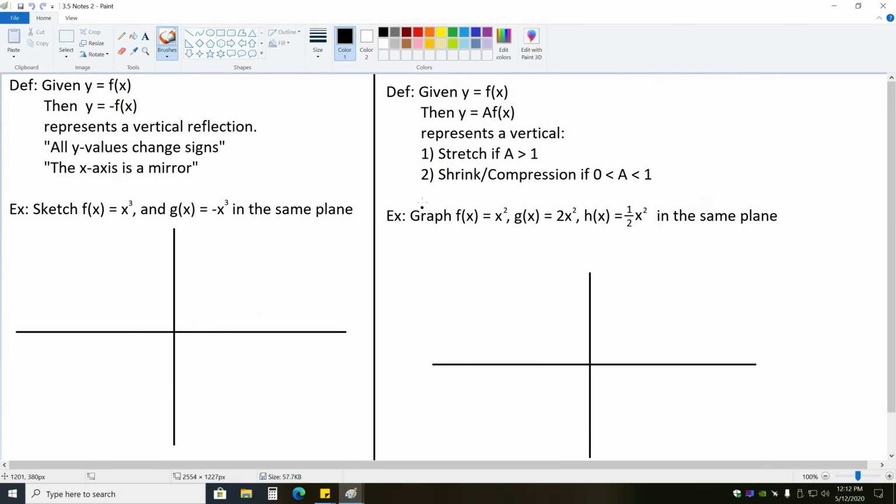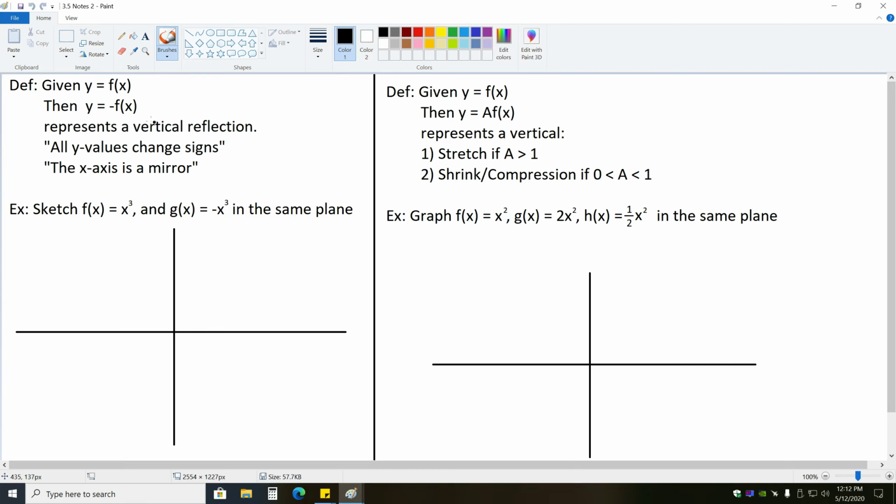Okay. So from here, we can introduce our next type of transformation. And this transformation says given y equals f of x, then y equals negative f of x, meaning a negative times f of x, represents a vertical reflection. Notice the negative is being multiplied to the outside of the function. That means automatically it's vertical. And then it represents a reflection whenever you multiply by a negative.